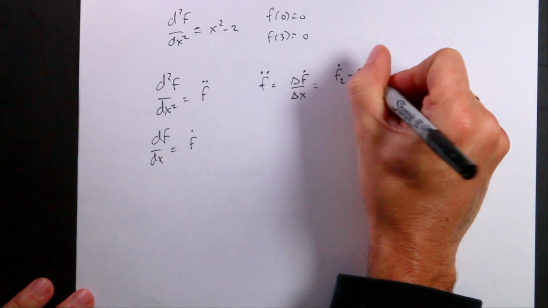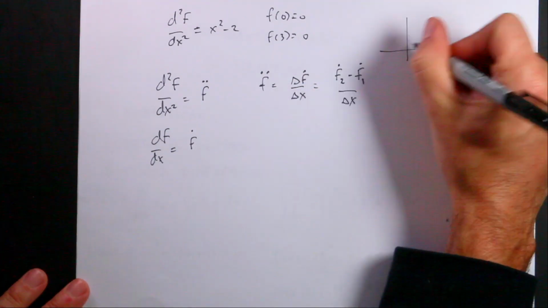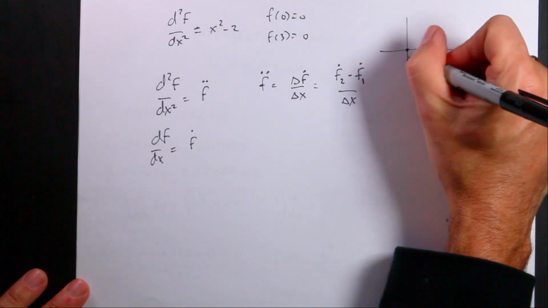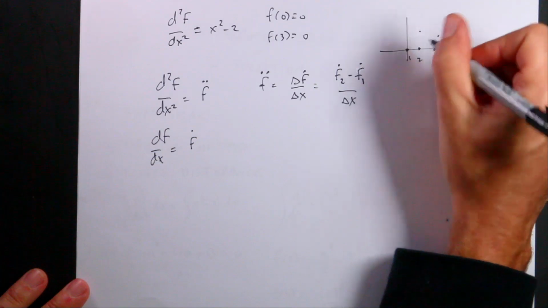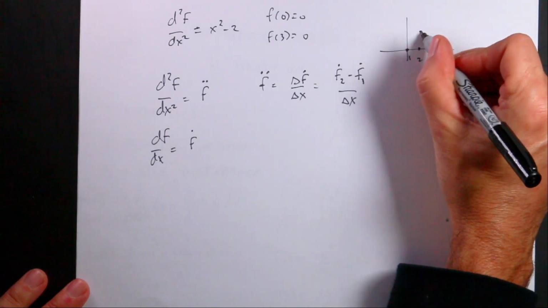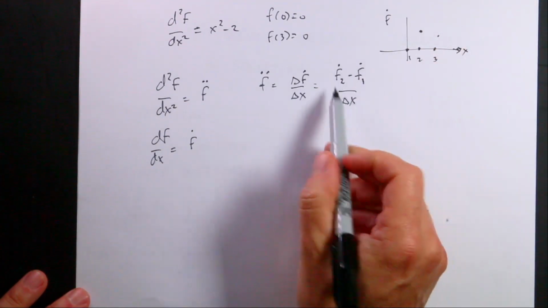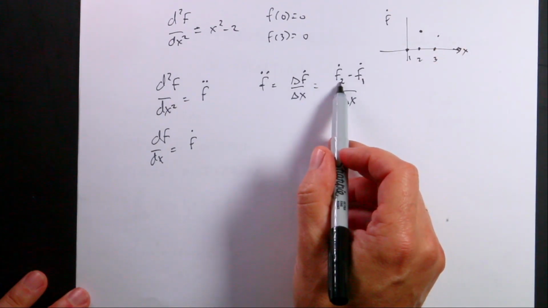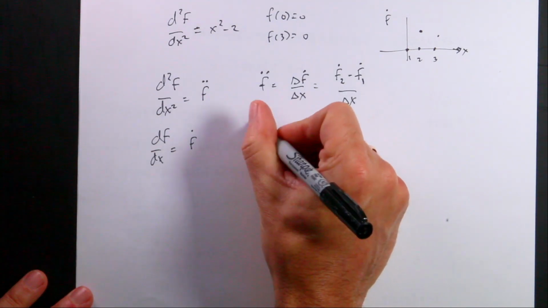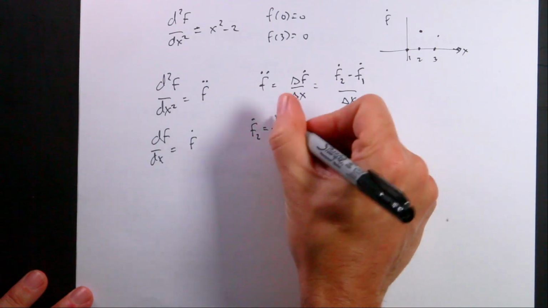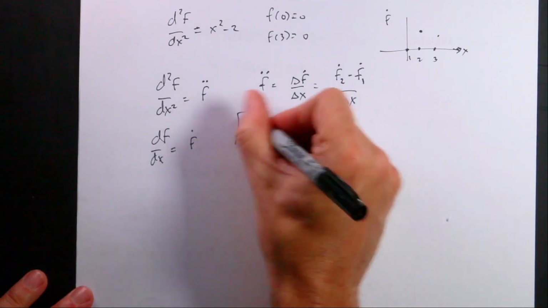So let's say if I break this into small pieces of x, then I can actually write this as f2 dot minus f1 dot over delta x. So imagine that here's my f1, 2, 3, and I have some function. So I can say that's my f2, this is f dot, and this is x. So I can take this equation and solve for f2 dot. I can multiply both sides by delta x and add f1 dot, and I get f2 dot equals f1 dot plus f double dot delta x.